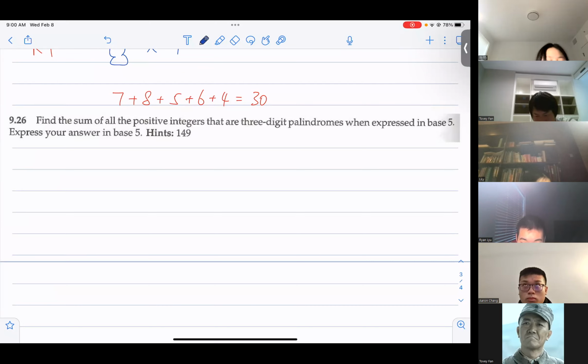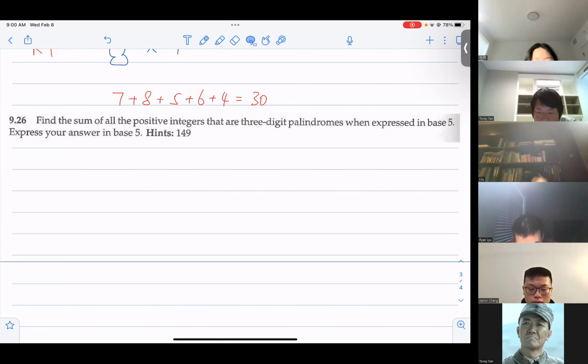Okay. So this question brings us back to the sum of palindromes that we learned before. Okay, if you guys remember from chapter 7, I believe, we learned how to find the sum of palindromes, like in base 10, right? This is to find the sum of palindromes in base 5. Okay, so let's review the method we learned.